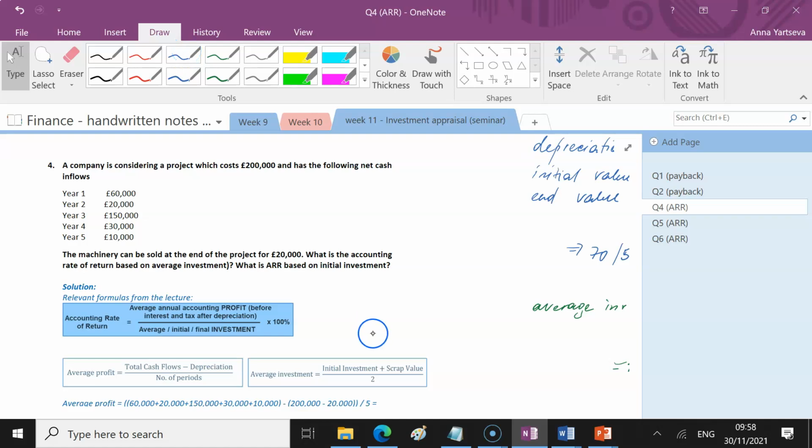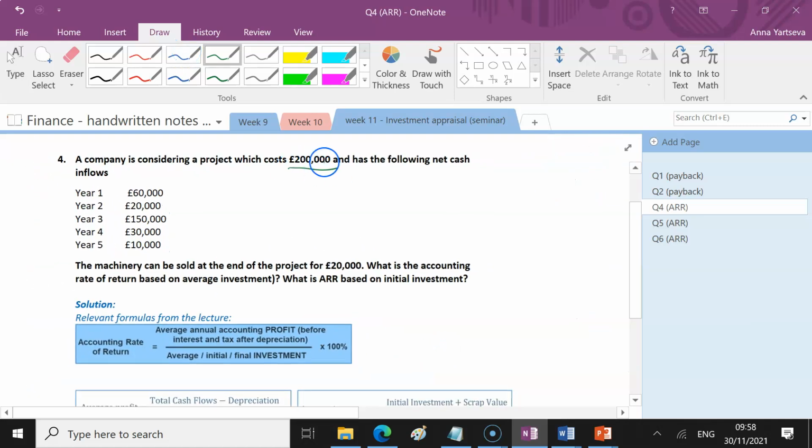Let's have a look. We are considering a project which costs £200,000. It generates the following cash flows. These are different cash flows, that is why we'll need to take the average. Machinery can be sold at the end of the project at 20,000. This is the scrap value. That's the initial investment for our formula. Now we just gather all data together and plug them into the formula.